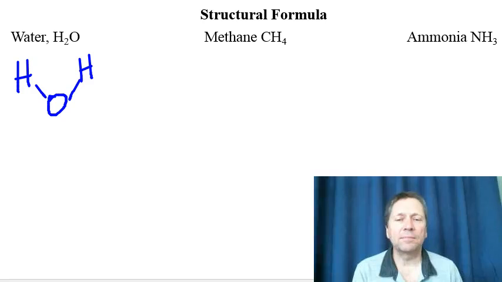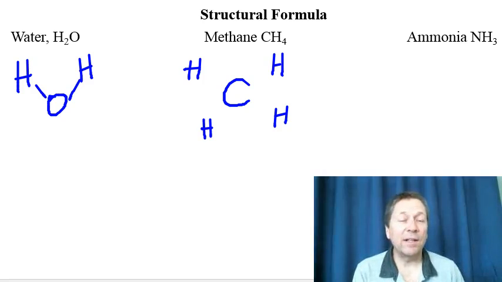Let's try methane. Carbon is there. We've got 4 hydrogens. We might try just putting them round about to see how that works out. Now the carbon has to have 4 bonds and each hydrogen has to have 1. So let's just join them up like this. And there we have it. That's the structural formula of methane. Carbon has 4 bonds and each hydrogen atom has 1 bond.